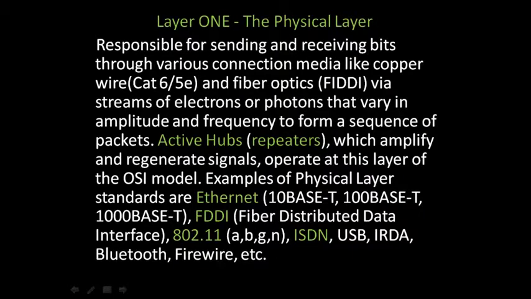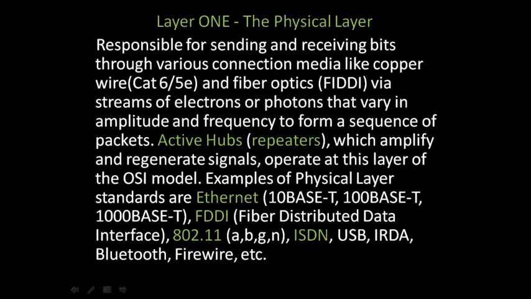Layer 1 is the physical layer. This layer is responsible for sending and receiving bits through various connection media like copper wire, such as category 6 and 5e, and fiber optics like FDDI, via streams of electrons or photons that vary in amplitude and frequency to form a sequence of packets. Active hubs, or repeaters, which amplify and regenerate signals, operate at this layer of the Open Systems Interconnect model.